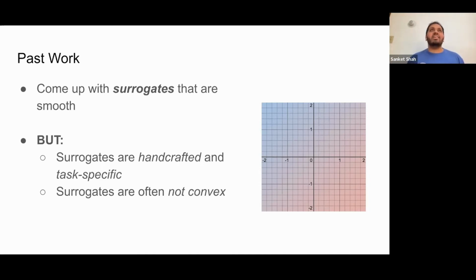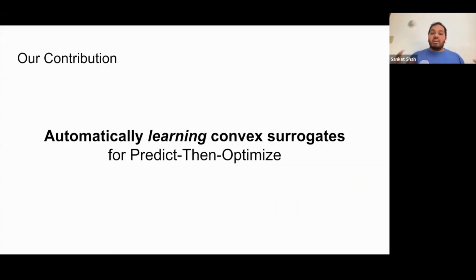In addition, a lot of the surrogates that people come up with are not convex. And so if you're optimizing predictive models using these surrogates, you'll often get stuck in local optima and you won't find the best function. So in this paper, our contribution is, can we learn surrogate loss functions automatically, such that you don't have to put in any intellectual effort into figuring out what is the best surrogate? You can just learn one right off the bat for any predict-and-optimize problem.